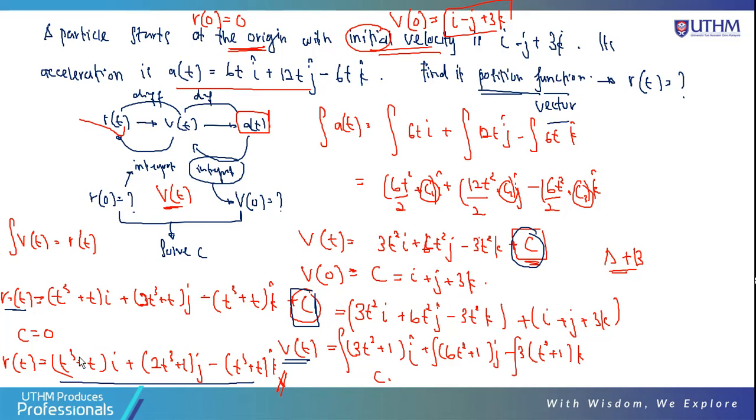I already complete for the vector function application for the motion in the plane. Either they given the r(t) and then determine for the velocity and acceleration, or they given the question in the acceleration and you need to determine for the velocity or vector position. Okay, the last example.